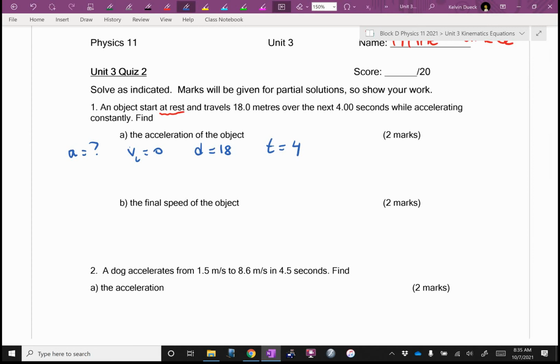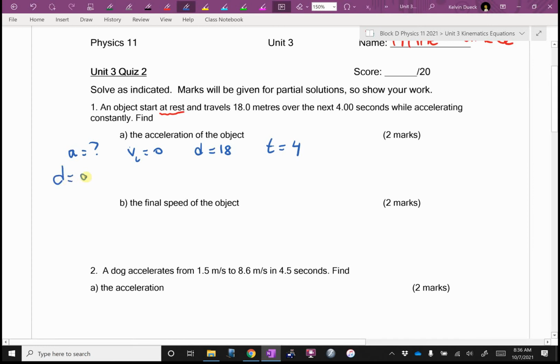Oh, you wasted my time. Why did he waste my time? Vi is 0. If he was really clever, he could have... Again, I will not take marks off, but I want you to start noticing the zeros because those make our life easier. You could have just said what? d equals half at squared. Okay? You all right with that? All right, I'm going to write that down.